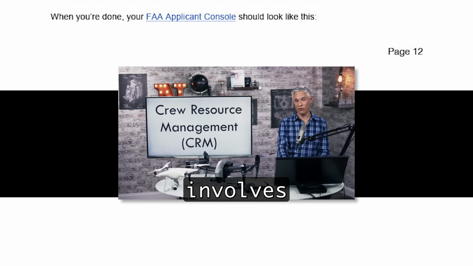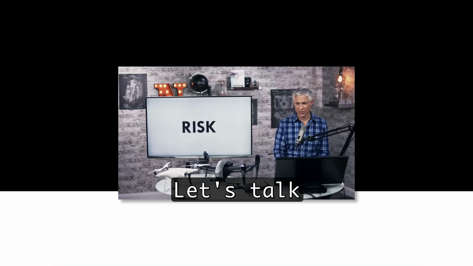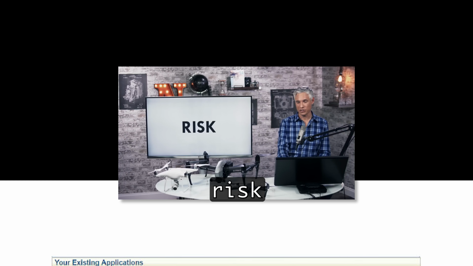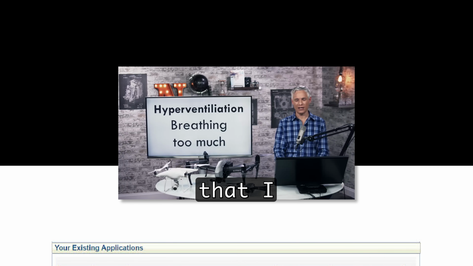All of that involves crew resource management. Might be a question. Let's talk about risk and what the FAA wants you to know about it. They've identified a bunch of different risk factors. One that they're really concerned about is hyperventilation.